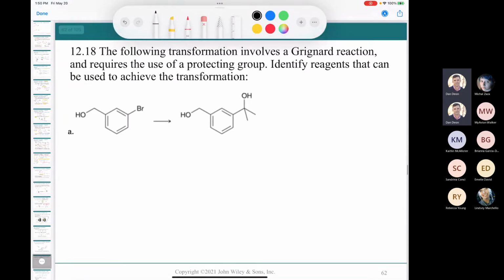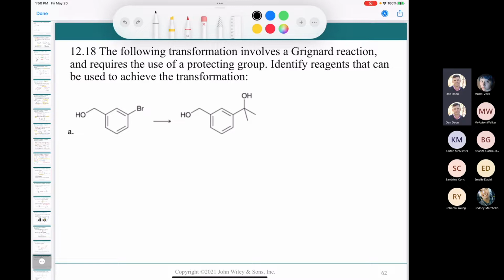Well, with all that information in our brain, let's see if we can come up with a synthesis of this compound, starting with this compound, which has a bromine in it and an alcohol, and we want to use some Grignard chemistry. It says here the following transformation involves a Grignard reaction and uses a protecting group. Identify the reagents that can be used to achieve the transformation.